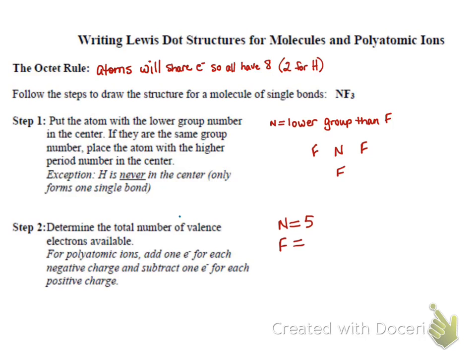The next step is to determine the total number of valence electrons available. Nitrogen has 5, fluorine has 7, and there are 3 fluorines for a total of 26. What this means is that you have to use 26 electrons. You can't use less and you can't use more. If you have an ion, subtract 1 electron for each positive charge and add 1 electron for each negative charge of your ion. We'll see that too.